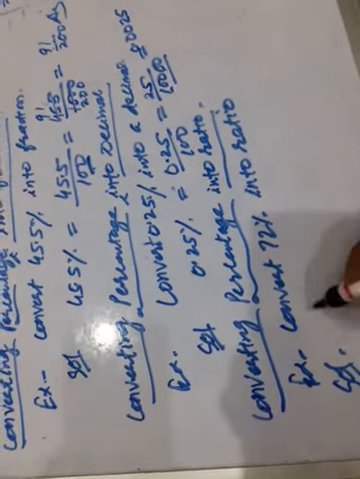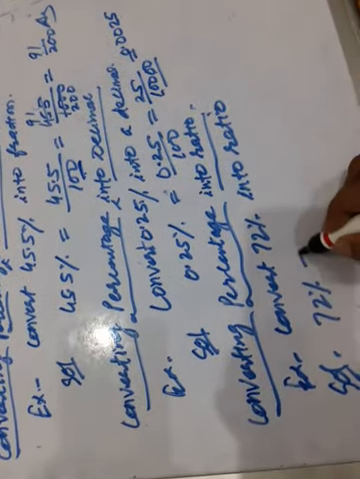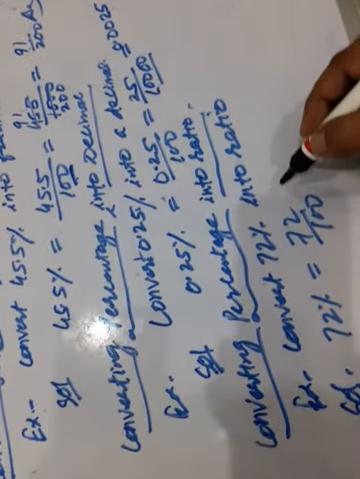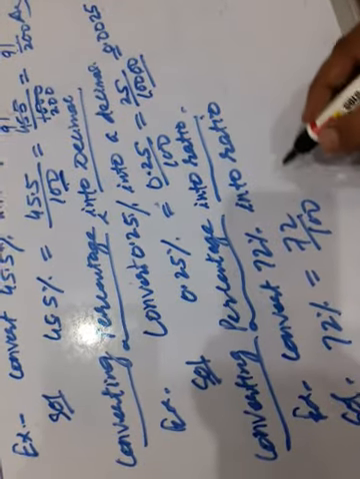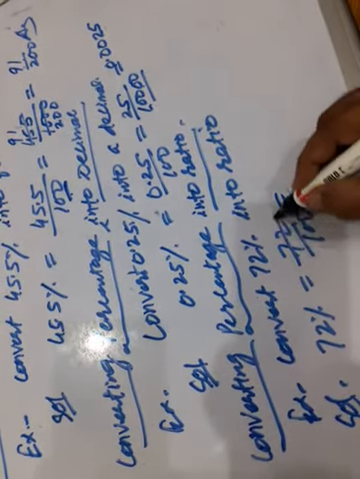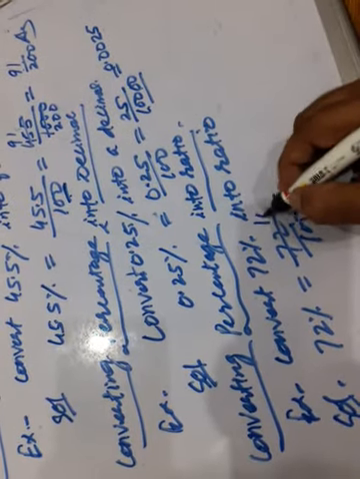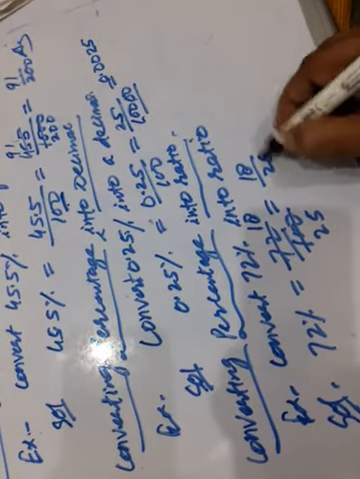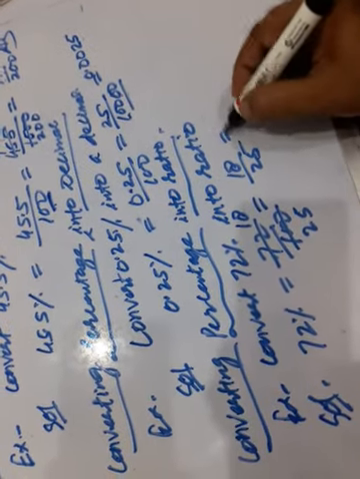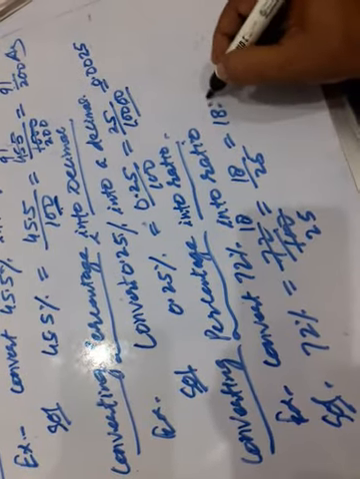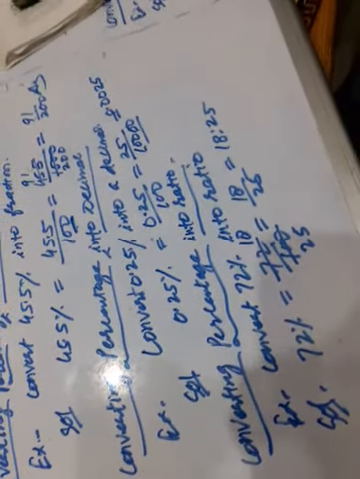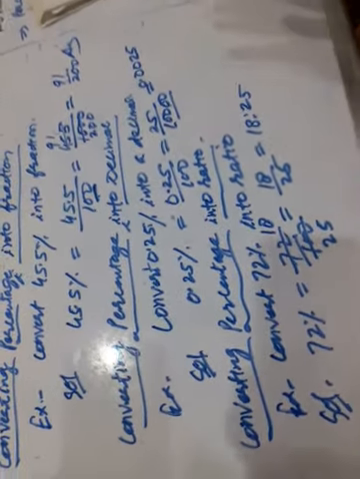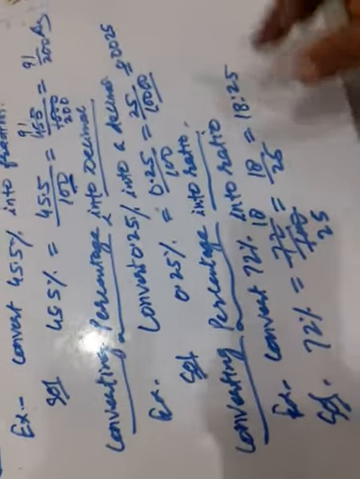Start the solution. 72% can be written as 72 upon 100. Clear? Now you can cut it by 4. 4 1s are 4, 4 8s are 32, 4 2s are 8, and 4 5s are 20, so it is 18 upon 25. Clear, children? 18 upon 25 is nothing but 18 is to 25. So this is just clear, like how you converted percent into fraction. Ratio is nothing but a fraction only.